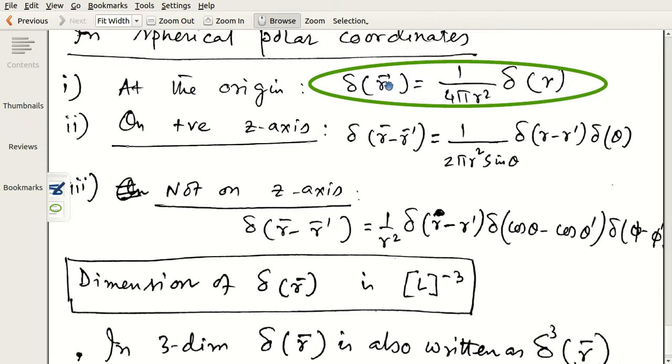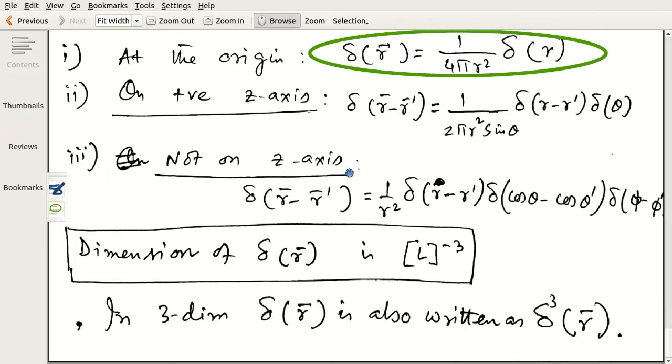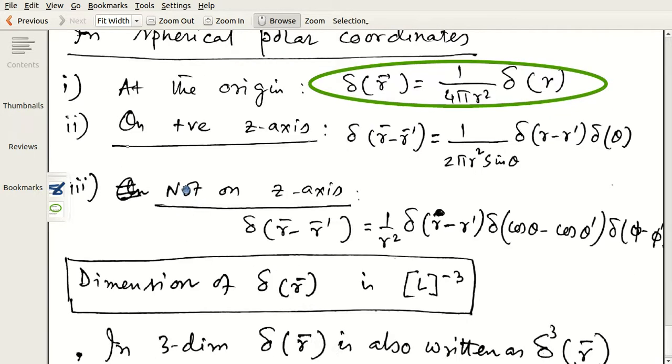This r is the vector and this r is the coordinate. Don't mix it, be very careful. And the third one is the general thing. In spherical polar coordinates, the point r prime is general, not on the z axis, not on anything. The second one is slightly reduced, on the positive z axis the point lies. So here there are 3 delta functions, here there are 2 functions. The phi part is not here, but the phi part comes through 1 by 2 pi in the denominator. And at the origin the theta part is also not here, it mixes with phi and theta, and it becomes 1 by 4 pi.